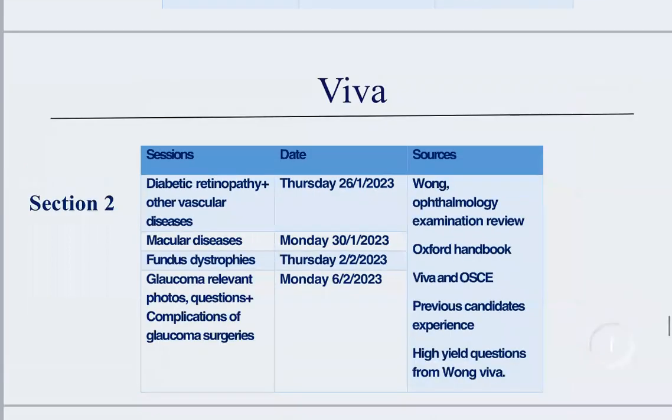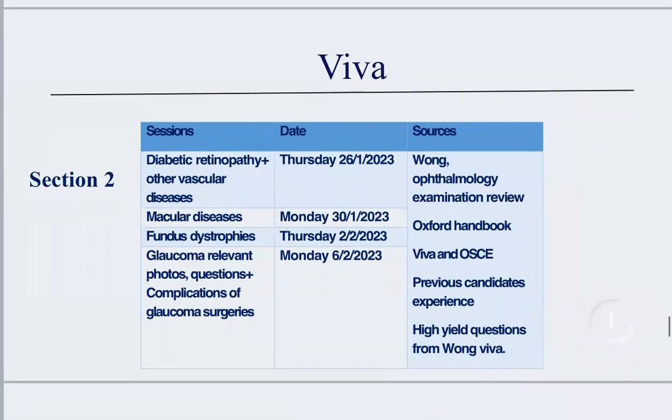That is for section 1. Section 2 is for the second station of the exam, which is the posterior segment and glaucoma. Vascular retinal diseases will be the first session, macular diseases the second session, and fundus dystrophies the third one.